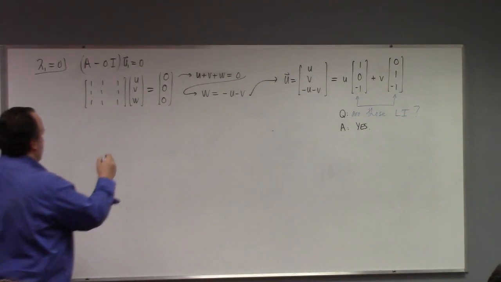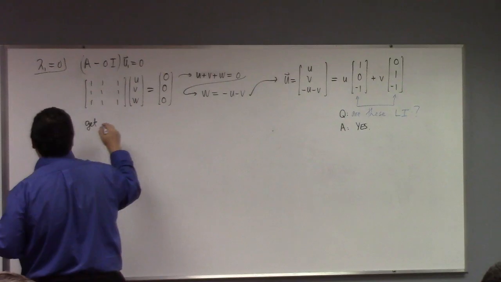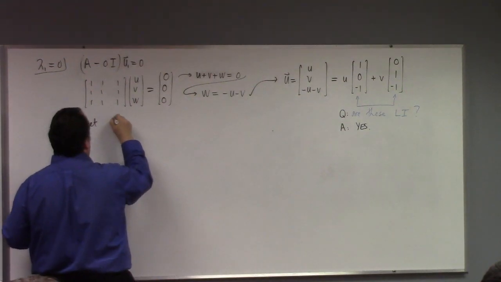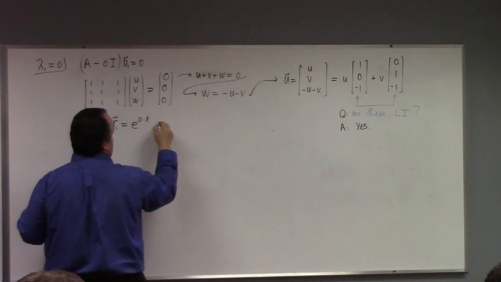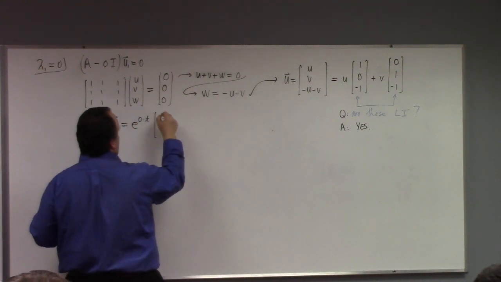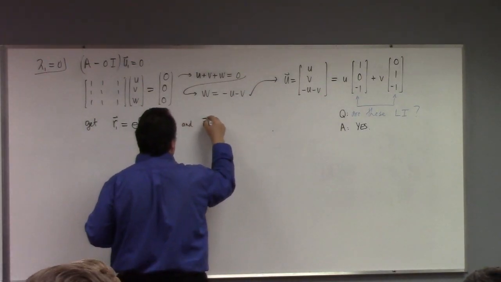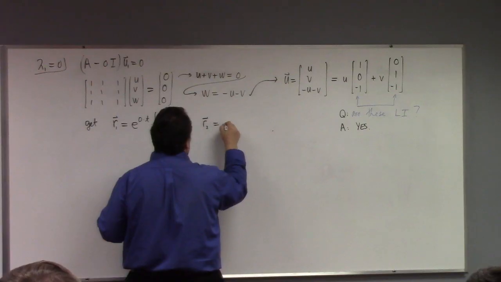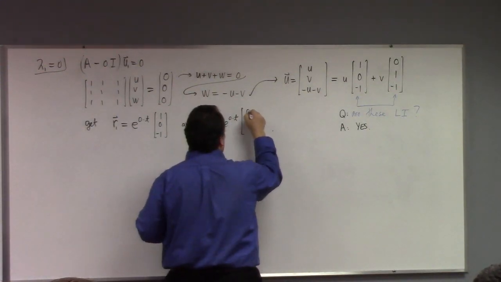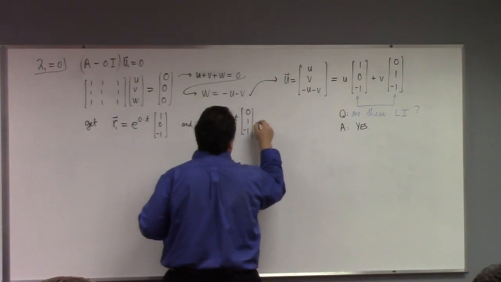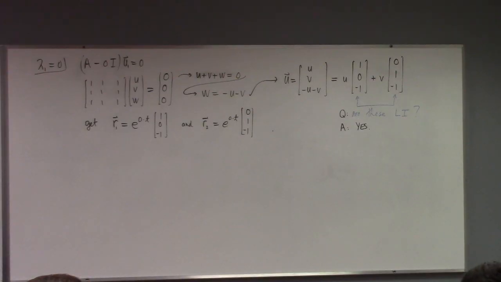So we get solutions, R1, let's say, equal to e to the 0 times t times 1, 0, minus 1. And R2 equal to e to the 0 times t, which is kind of dumb to write, right? But there it is, 0, 1, minus 1. Of course, I mean, these solutions are just what?